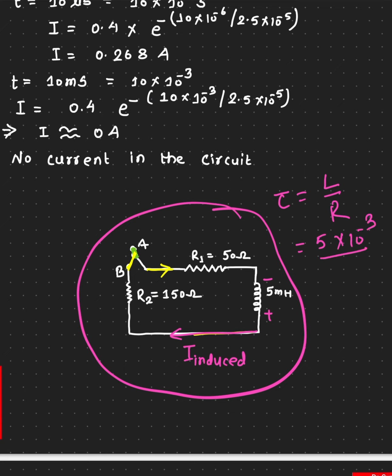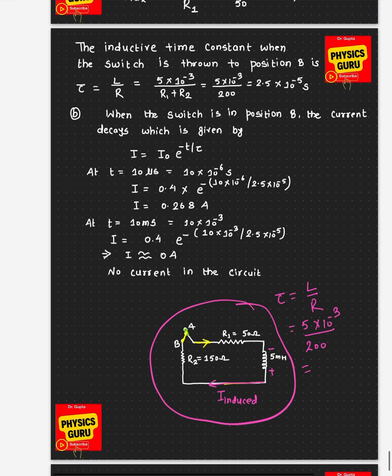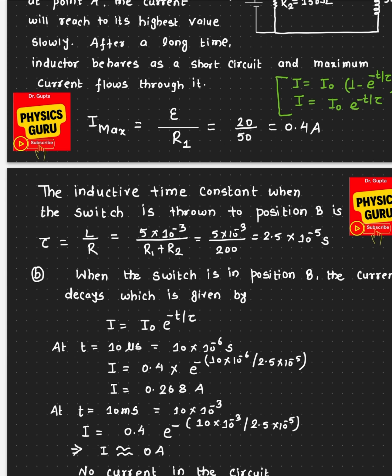And the R value, if you look at the resistance, we have two resistors here, 50 ohm and 150 ohm, and they are connected in series. So what is the total resistance? The total resistance is 200. Okay, so we get a time constant, and I should have calculated that here. So that's the time constant here. L over R, and this is the time constant, 2.5 times 10 to the negative 5 second.